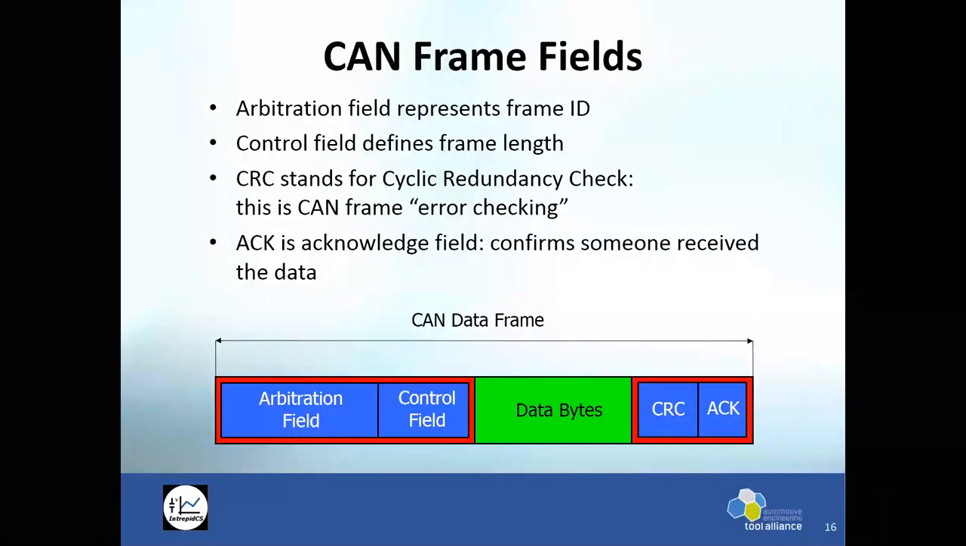The arbitration field represents the frame ID. That's the 11-bit identifier. The control field defines the frame length, so it tells you whether you have 1 byte, 2 bytes, 3 bytes, or 8 bytes in the data field. The CRC stands for cyclic redundancy check. This is how it does error checking. The transmitting node calculates the CRC on the fly and inserts it after the data bytes. Then another node does the same CRC calculation, and if it agrees that the data bits are correct, it will acknowledge. If there is no acknowledgement on the bus, the node will try to retransmit, waiting for someone on the bus to acknowledge.